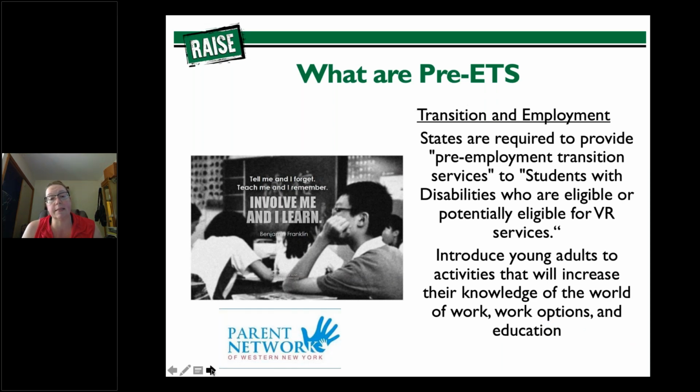So what are Pre-ETS? We all have the technical definition of what Pre-ETS are, but when you think about the purpose and the reason that Pre-ETS has existed, it's really to help introduce young adults to the world of work, help them explore and discover what type of work they want to do, what type of work is out there, what the education requirements are, and where they can gain access to that education so they can work and develop those skills to eventually reach the career that they are hoping to achieve.